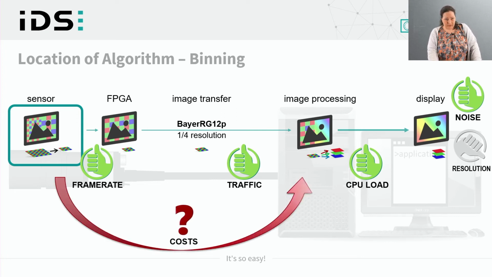Again, this is related to costs. You need to have a camera that supports binning. You need to have a sensor that supports binning. And these cameras can be more expensive. So software can be a solution for you to use binning, although your camera doesn't support it, and nevertheless improve your noise level for your application.